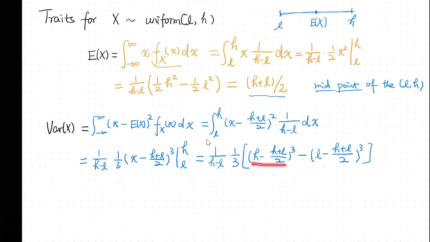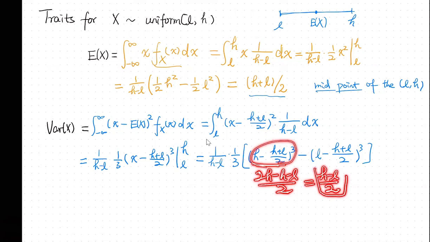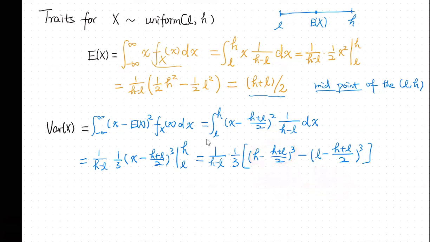Now, if you look at this first term, h minus the midpoint, that should equal 2h minus h minus L divided by 2, which should be h minus L divided by 2. So therefore, this first term is h minus L divided by 2 to the power 3.